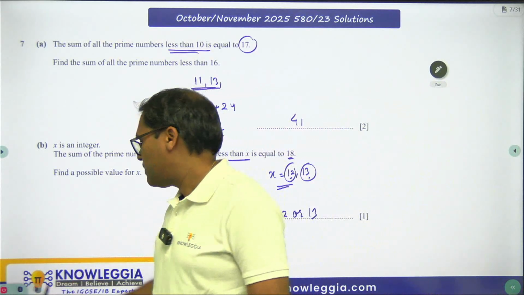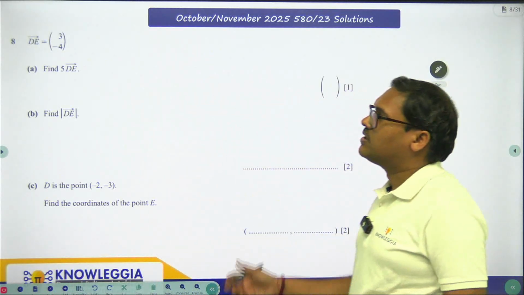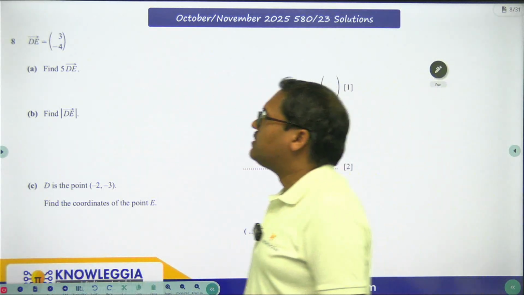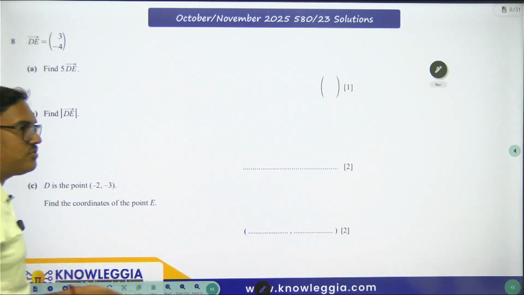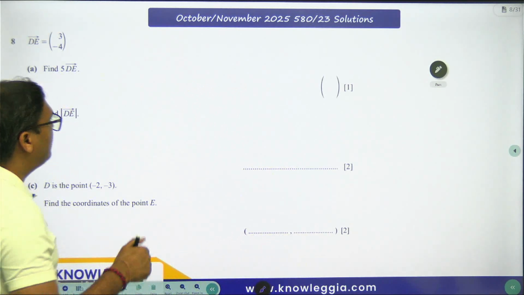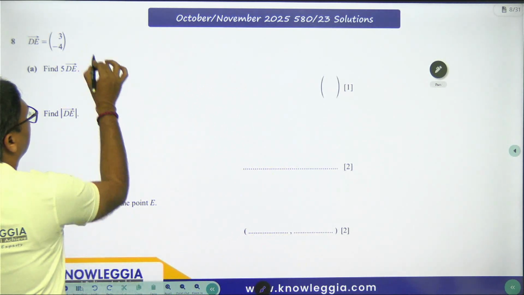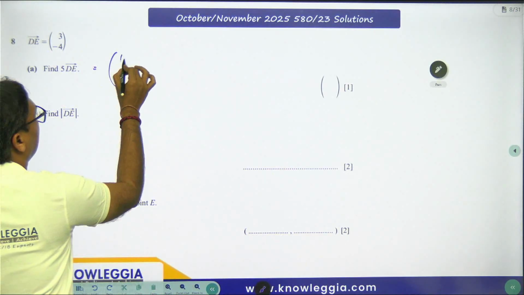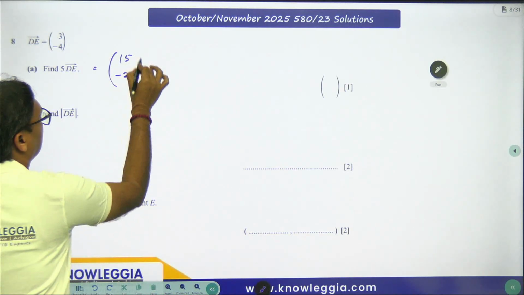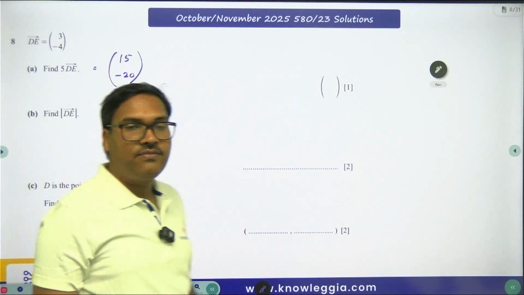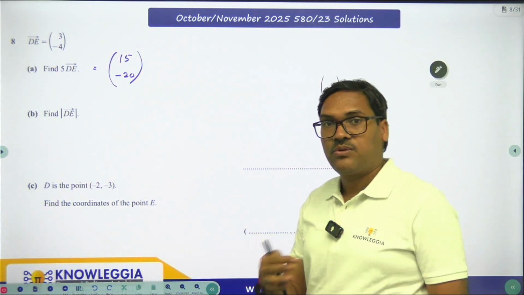Right. Now, next question. This is a question on vectors. First, what is 5 times the DE vector? So, we have to write 5 times the DE vector. You just multiply everything by 5. This is equal to 15 and this is minus 20. Just multiply by 5. We have taken 5 times the DE vector.